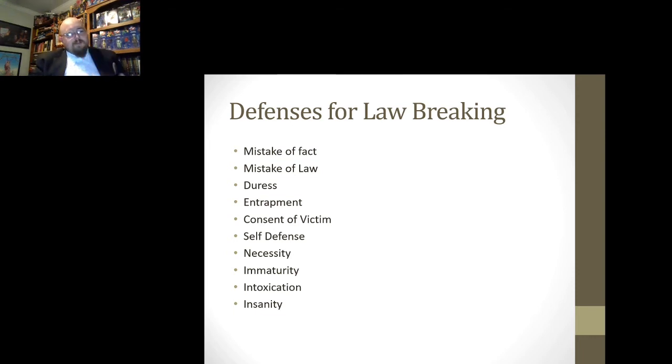The next is immaturity, and this is important, and we'll look at this more in the juvenile justice section later on in the semester.